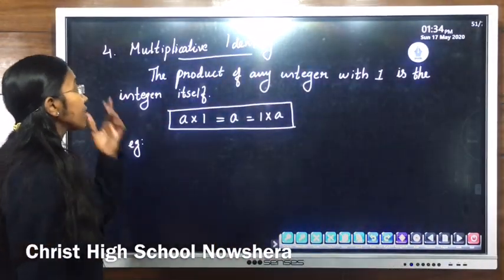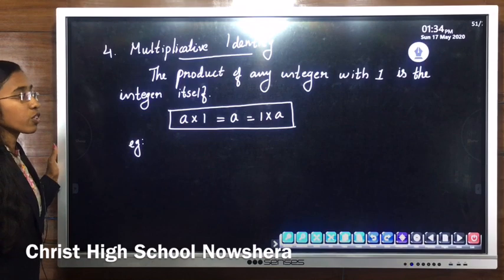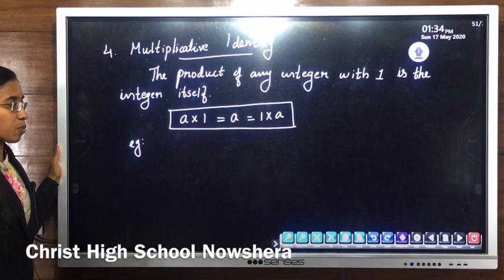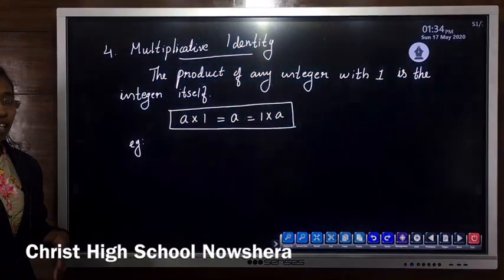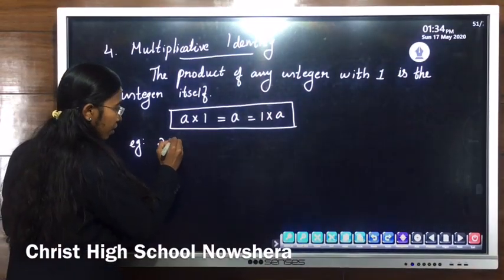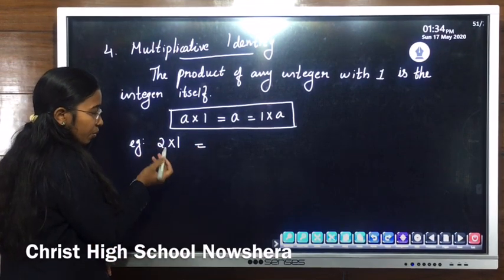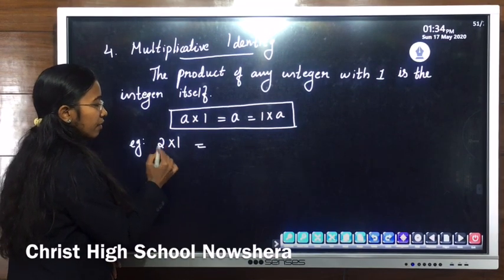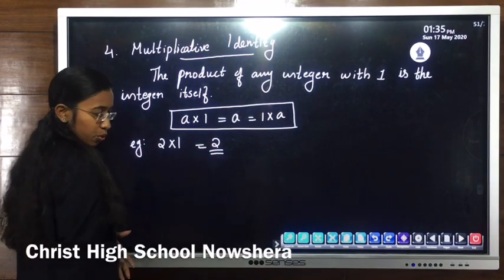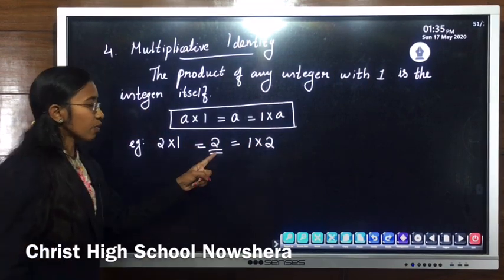And our fourth property, multiplicative identity. Multiplicative identity means the product of any integer with 1 is the integer itself. Which means when we multiply any number with 1, our answer is that number itself. For example, 2 into 1. I am taking the integer 2. This integer is multiplied by 1. The value is always that number itself. That is, the value of 2 into 1 is 2. Or we can write 1 into 2 also. Both answers are always the same.